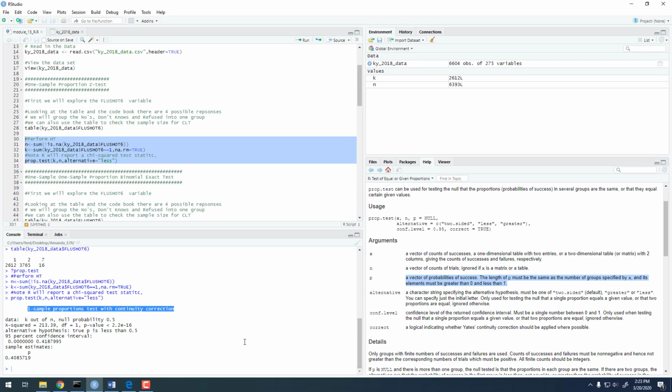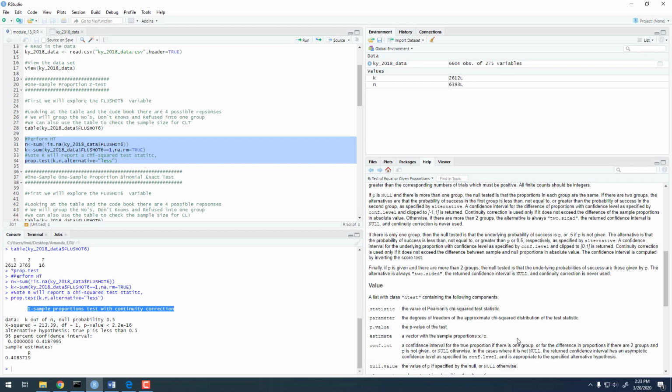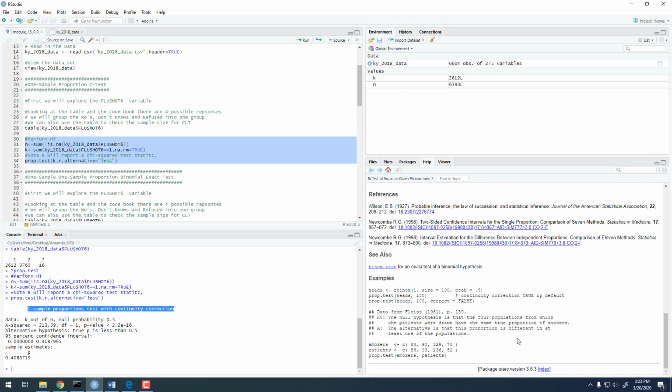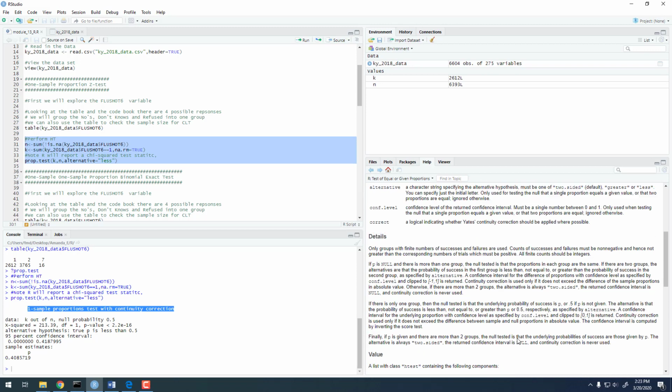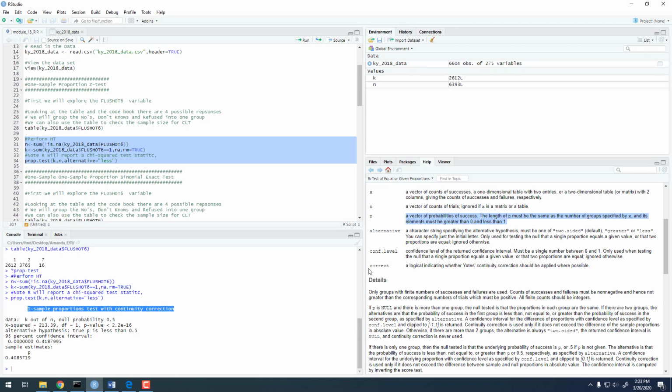Now, for many different hypothesis tests, when you run them in software, there are different corrections that can help if certain assumptions aren't satisfied, or they're corrections that are just recommended in general. This particular continuity correction, we can actually read about it here in our documentation. If you scroll through here, it will talk about the correction. Here it is right here, correct: a logical indicating whether Yates continuity correction should be applied where possible. So in general, they are recommending to always apply this correction. So I've run it with the correction.